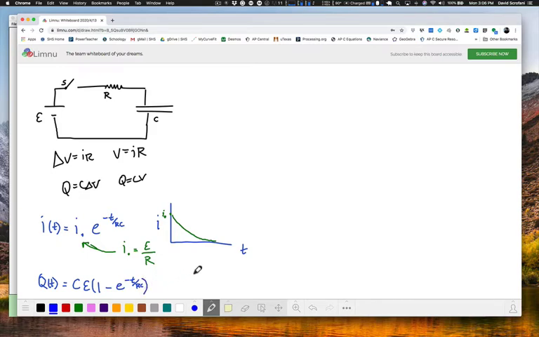And we can take this one step further, since we know from this equation up here that Q is equal to C times V, this being the voltage across the capacitor now. Then that implies that V of t, the voltage across the capacitor as a function of time, is equal to simply the battery EMF times 1 minus e to the negative t over RC.